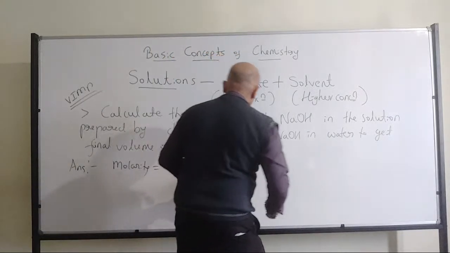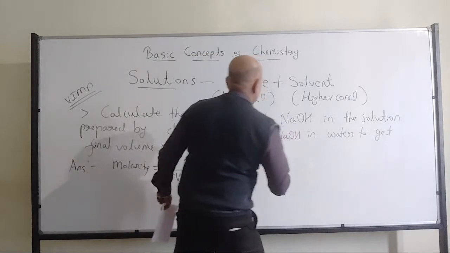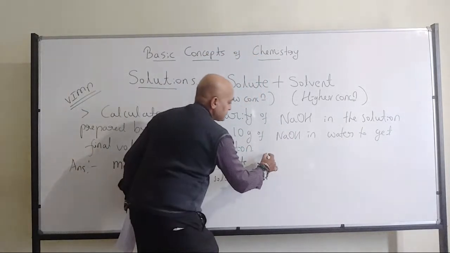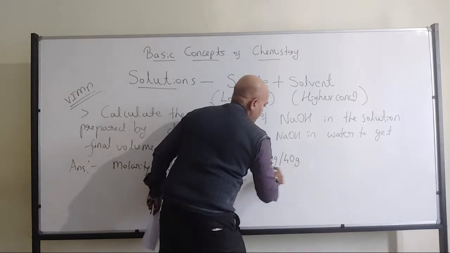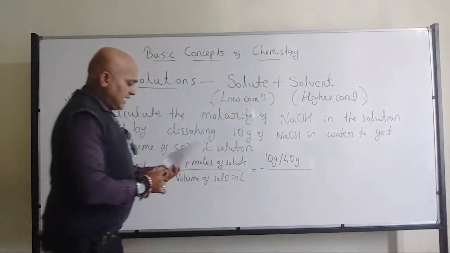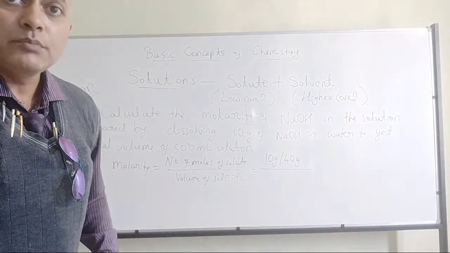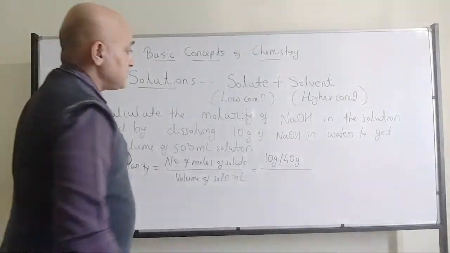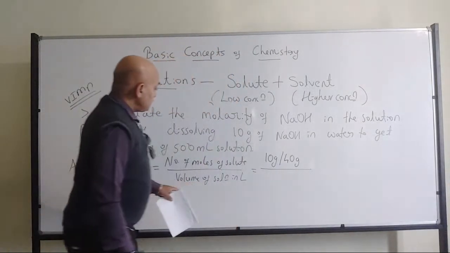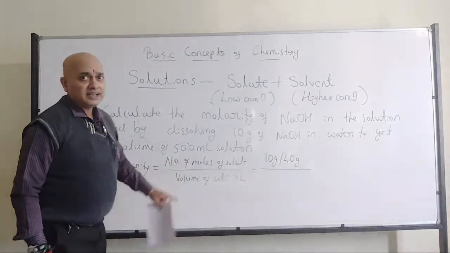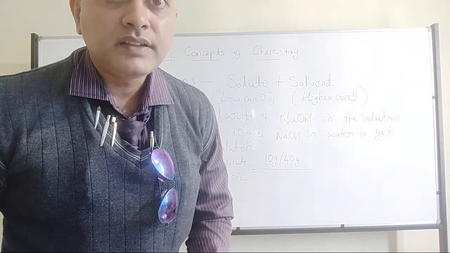Why, I will tell you. Now, number of moles of solute is given mass divided by molar mass. That means 10 gram divided by 40 gram. All of you will agree? 10 gram is the given mass and 40 gram is the molar mass of sodium hydroxide. So 10 gram divided by 40 gram. Volume of solution in liter, they have given 500 ml. I have to convert that into liter.